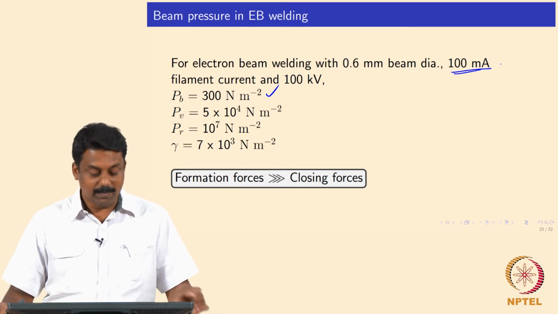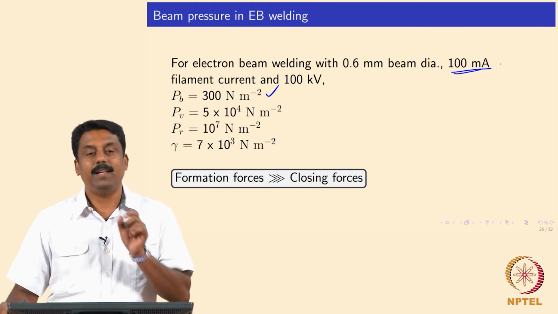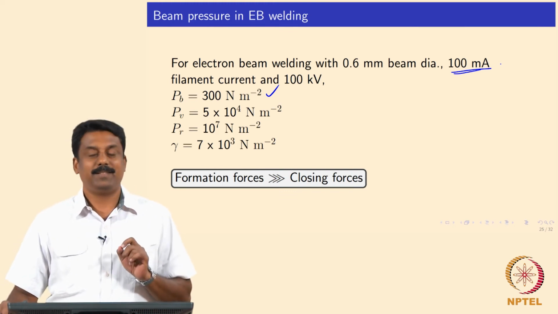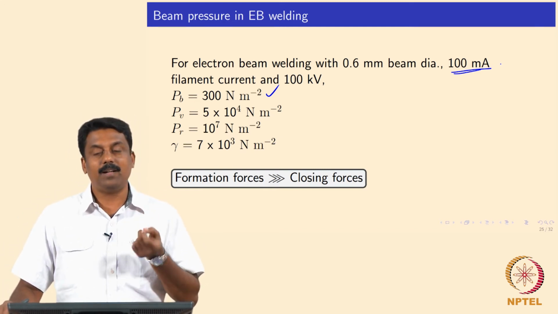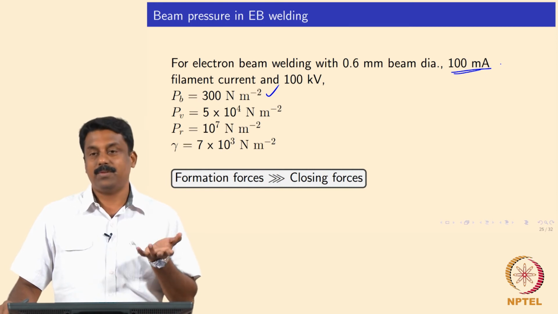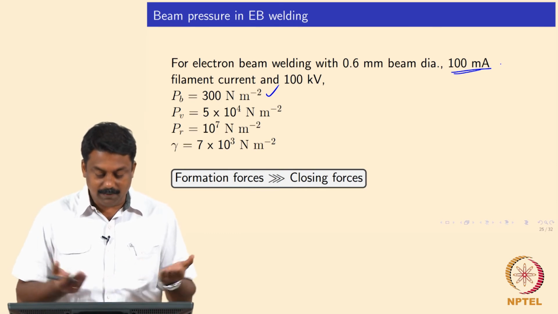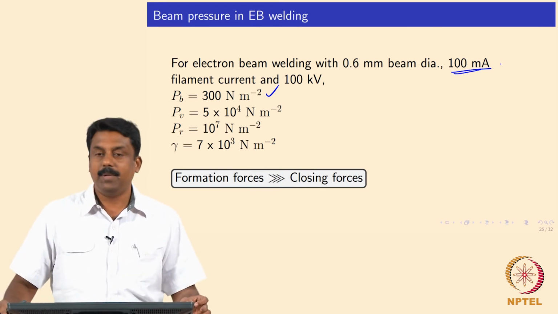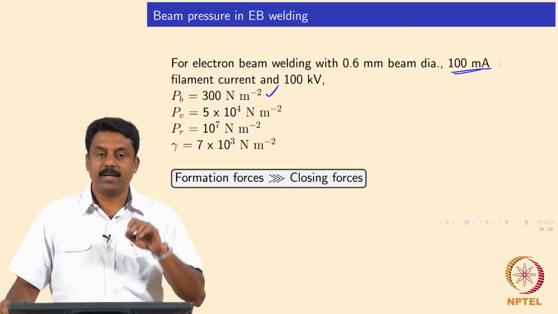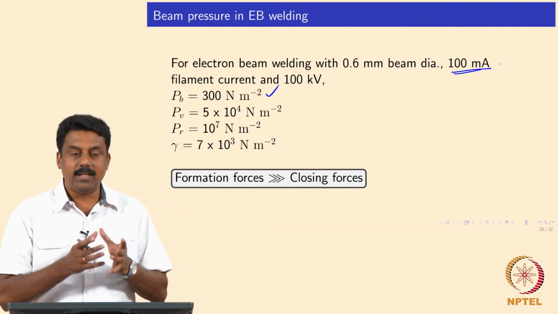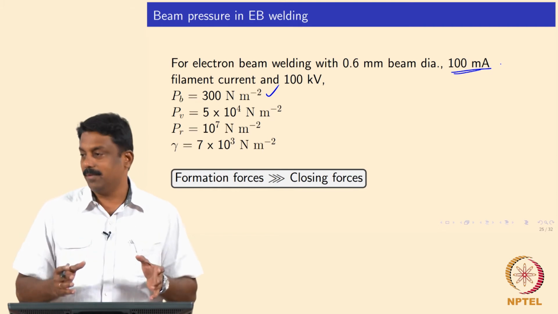Okay. So, it is acting. Now, imagine this is newtons per square meter, and the beam size is a few microns. So, the pressure which is acting on a very tiny area is huge. So, even with an acceleration voltage of 100 kV and a beam current of 100 milliamperes, the pressure exerted by the beam at the keyhole is huge. So, you always end up making a keyhole.